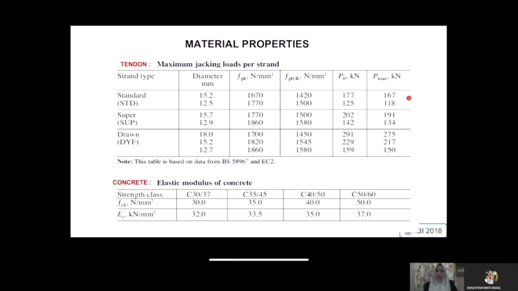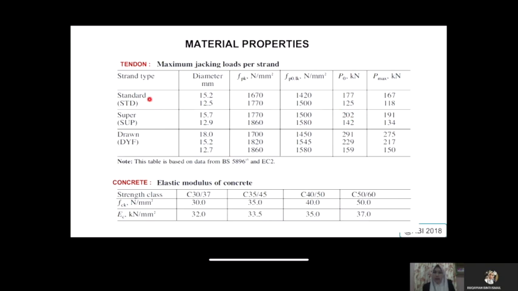Now for the tendon, one thing about tendon is that you normally get this table from the manufacturer. It's not provided in Eurocodes, because normally tendon depends on who our supplier is, where we get our tendon from. Then the manufacturer or the supplier will provide you all these parameters for the tendon that we use. For example, like this table taken here.